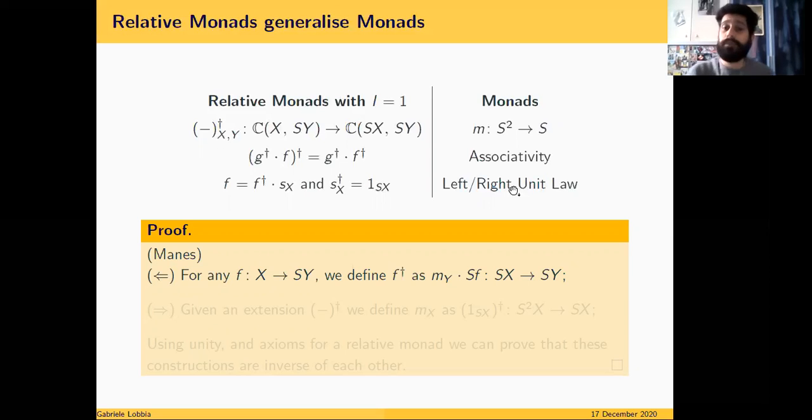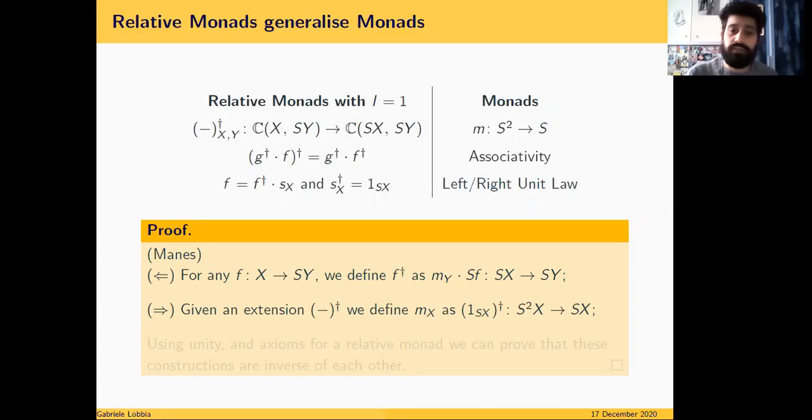So let's start with the monad and let's find the extension, because the unit will always be the same. The only thing that we really need to see is how to go from a multiplication to an extension and vice versa. If we start with the multiplication, then we can define the extension as follows. We start with a map f from X to SY and we want a map from SX to SY. So we first do Sf, going from SX to S squared Y, because we apply the functor S to f, and then we multiply with the multiplication of the monad to go back to SY.